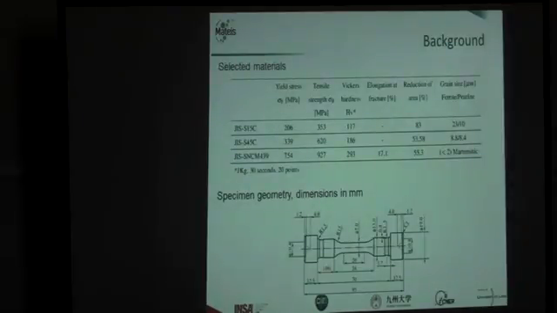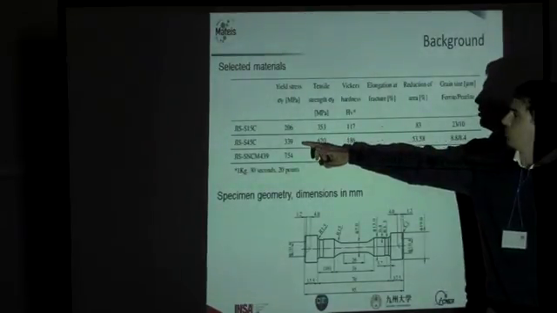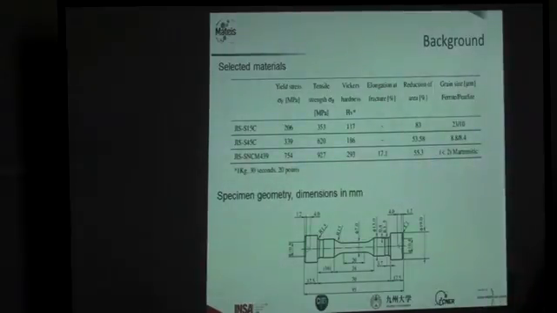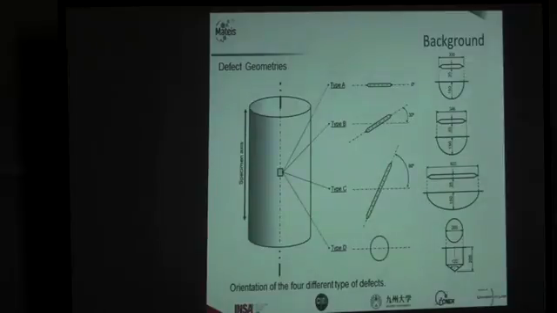So we chose three different steels. I don't know if you see from there, but the idea was to have a wide range of mechanical properties. We have yield stress of 200, 340 and 750 megapascals. And we prepared the specimens for the fatigue campaign, and then we removed the residual stresses from the surface, and we introduced the artificial defects.